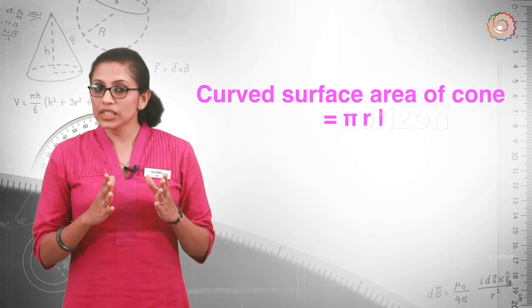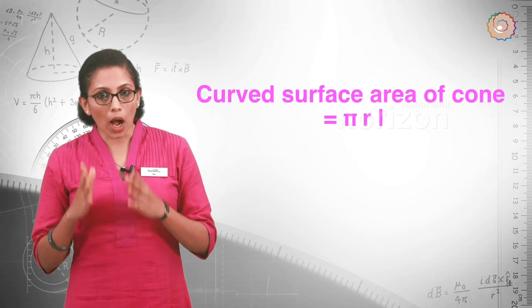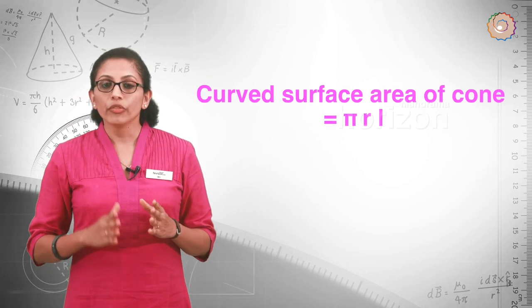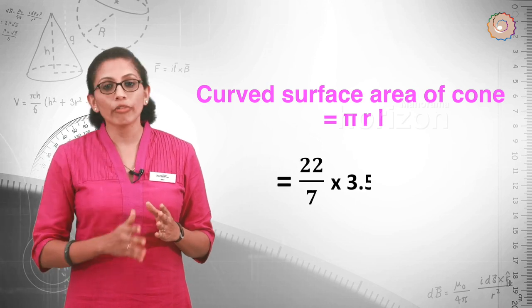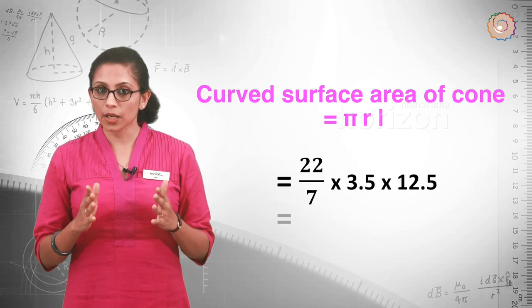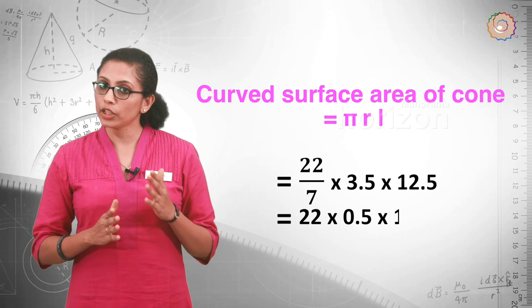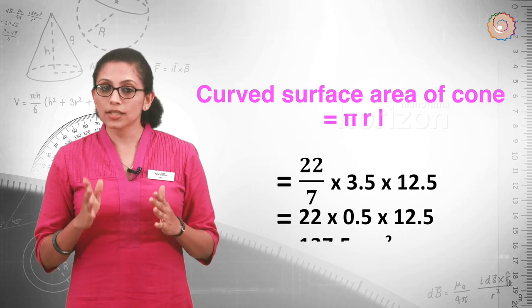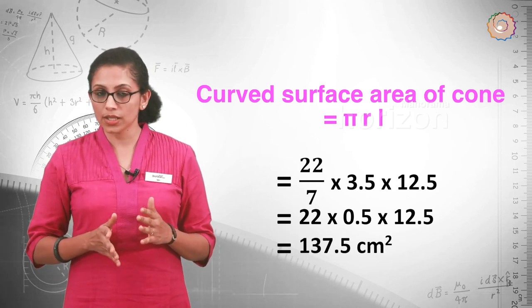Therefore, the curved surface area of the cone is equal to pi into r into l. Substitute the values. We get 22 by 7 into 3.5 into 12.5, and it comes out to 22 into 0.5 into 12.5, and we get the answer as 137.5 cm square.